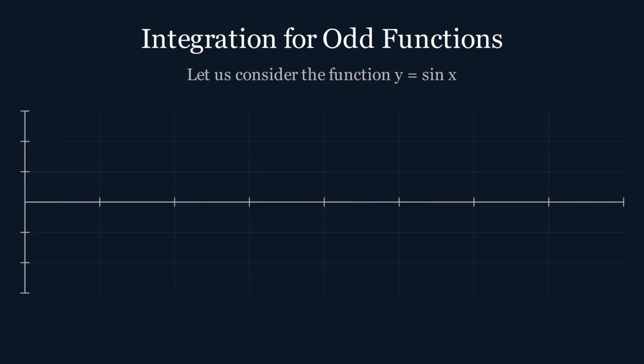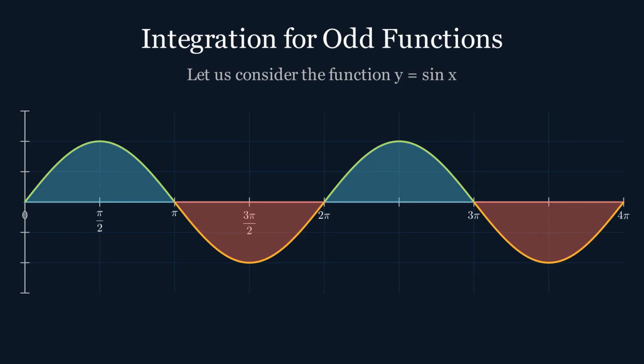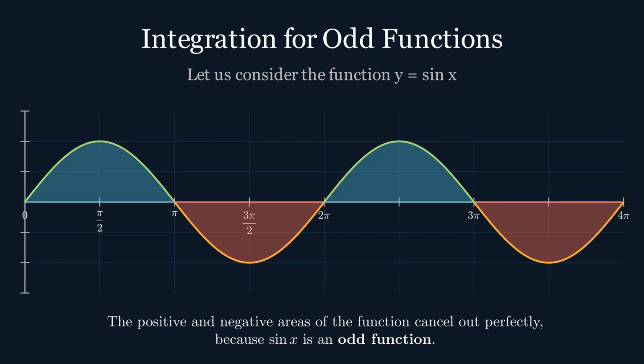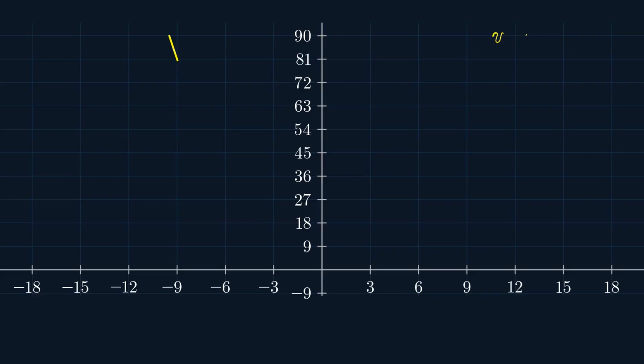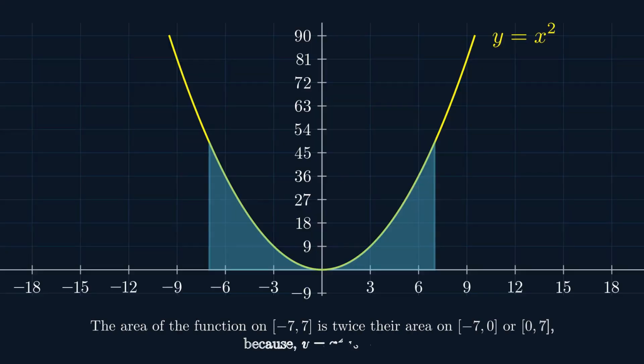Let's take an example of odd functions. If you integrate an odd function over a symmetric interval, the result is always 0, because the area above and below the x-axis cancel out perfectly. The exact opposite is true for an even function. Instead of calculating from minus a to a, you can just calculate from 0 to a and then double the result.